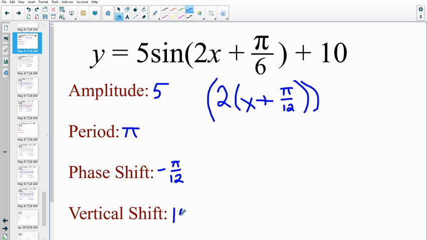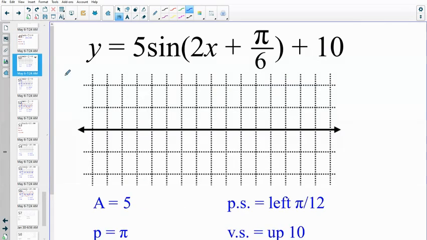And then finally, a vertical shift of 10. Up 10, positive 10, but the plus 10 tacked onto the end is going to move the graph up 10 units, which means my midline is now at 10. My amplitude goes up 5 from that and down 5. 10 minus 5 brings me down to the low point of 5. I've got the period of pi.